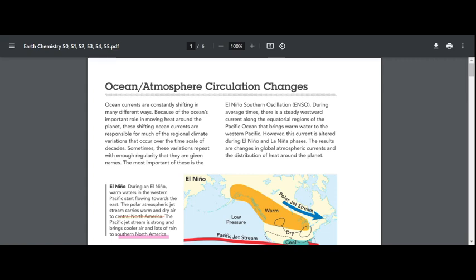Sometimes these variations repeat with enough regularity that they are given names. The most important of these is the El Nino Southern Oscillation, ENSO. During average times, there is a steady westward current along the equatorial regions of the Pacific Ocean that brings warm water to the western Pacific. However, this current is altered during El Nino and La Nina phases. The results are changes in global atmospheric currents and the distribution of heat around the planet.